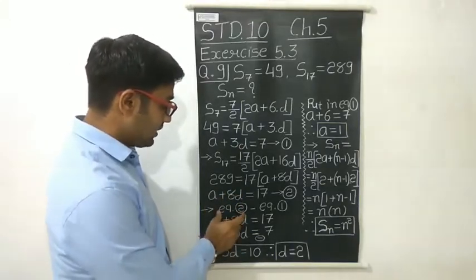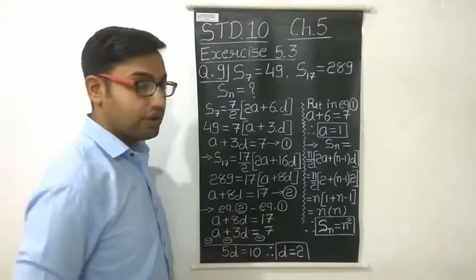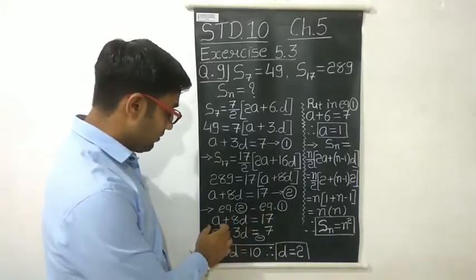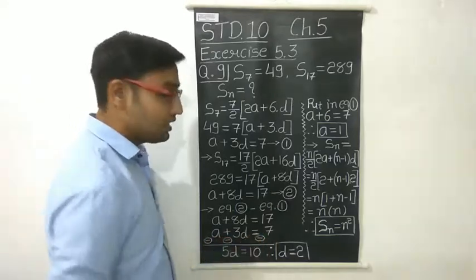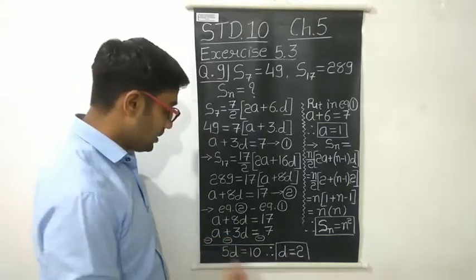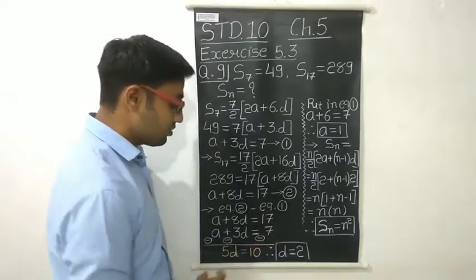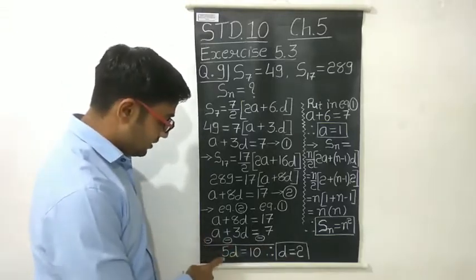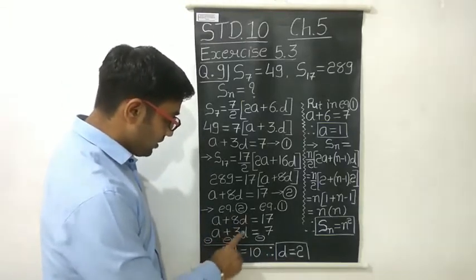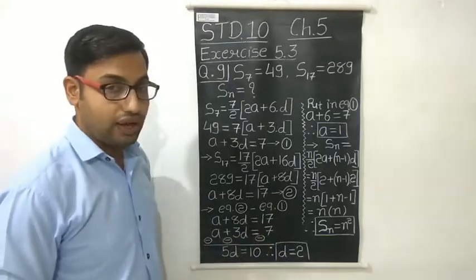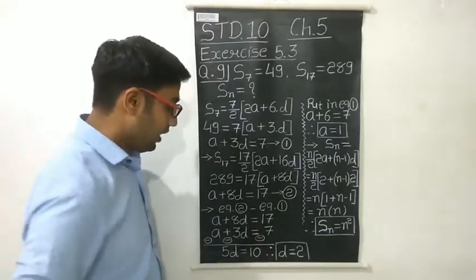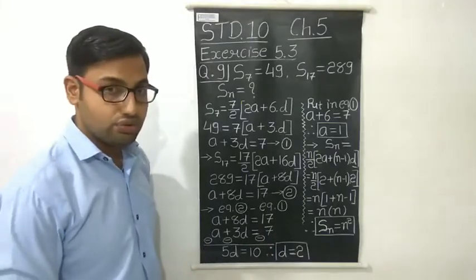So we can directly subtract equation number 1 from equation number 2. By doing this, we have a plus 8d equals 17 and a plus 3d equals 7. Now change the signs, all the terms become minus. So a minus a is 0, 8d minus 3d equals 5d, and 17 minus 7 equals 10. Therefore, we get the value of d equals 2.